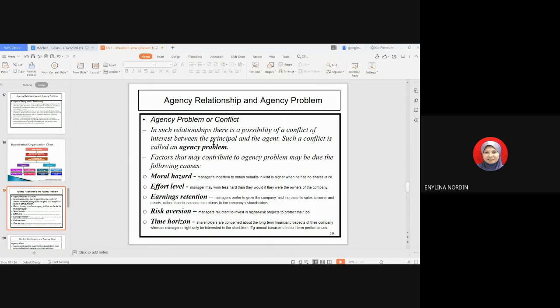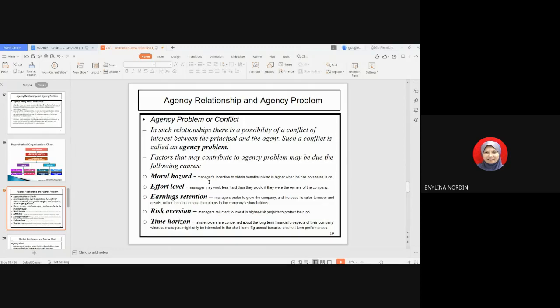So there are factors that make the managers or the people in this agency relationship create agency problems. What are the factors? The first one may be moral hazard, where the manager's incentive to obtain benefits in kind is higher when he has no shares in the company. That means the company managers receive benefits more than they should receive. Okay, maksudnya lebih kuah daripada sudu, something like that, right?